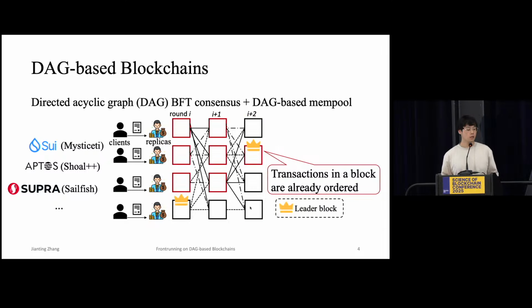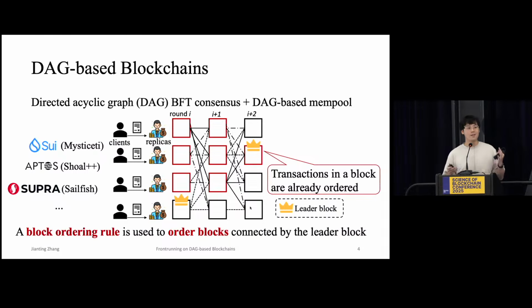To achieve this, a DAG-based blockchain predefines some leader blocks and uses some rules to decide if the leader blocks can be committed or not. A very important concept is that when a leader block can be ordered, all its connected blocks should be ordered as well. So DAG-based consensus uses a block ordering rule to order the leader blocks as well as their connected blocks. We will return to this block ordering rule shortly.